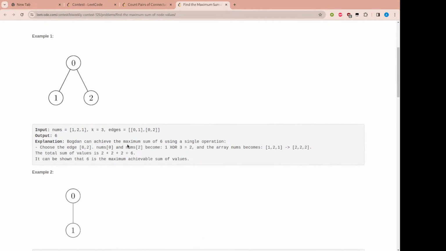So this is the problem statement, and if you look at the sample, in the first sample 0 1 2 is given and k is equal to 3, and these are the edges. It says we can achieve a maximum sum of 6 by using a single operation. If we choose the edge 0 to 2 and change nums 0 and nums 2 becomes 1 XOR 3, which is 2. Both of these are 1 and 1, right? So this one becomes 3 and this one also becomes 3, and the total sum becomes 6, and it says this is the maximum we can have.